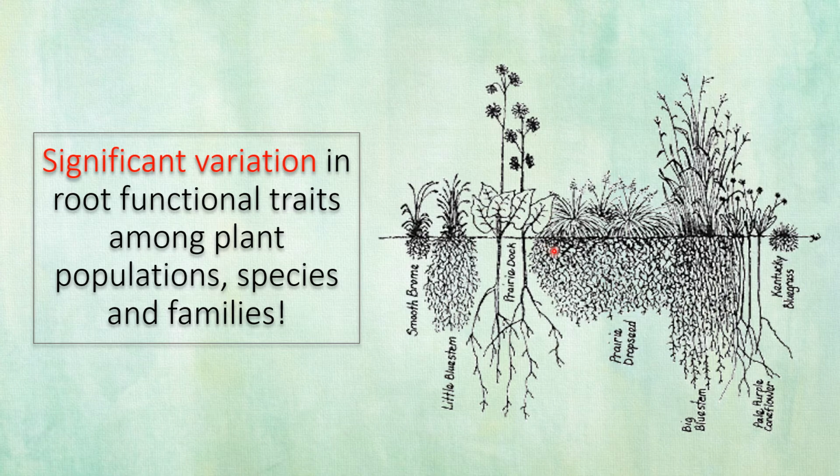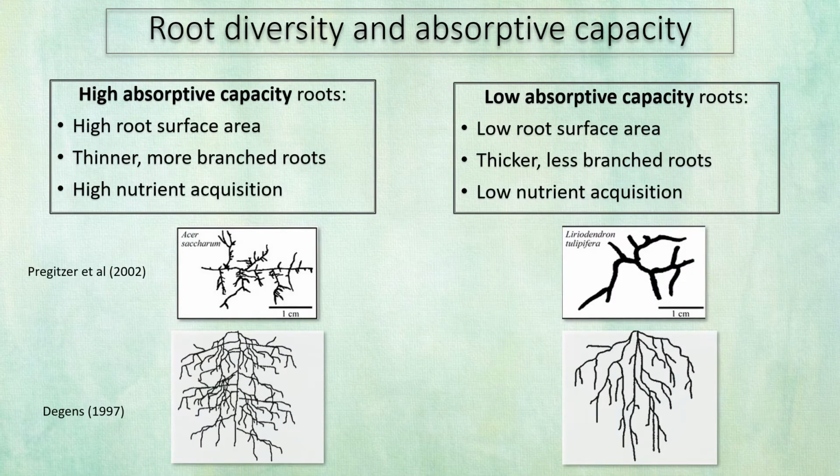As you can see on the illustration, different plants can vary greatly in terms of their below-ground root characters. They can differ in root biomass allocation, root depth, or root branching, and many other morphological traits. The diversity in plant root morphology leads to differences in plant root functions, and one of the major functions of root is the acquisition of nutrients.